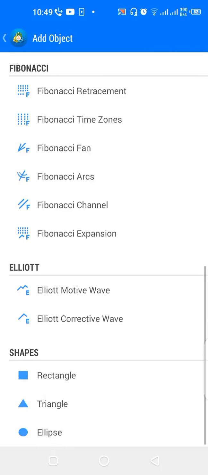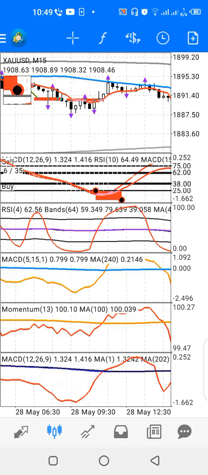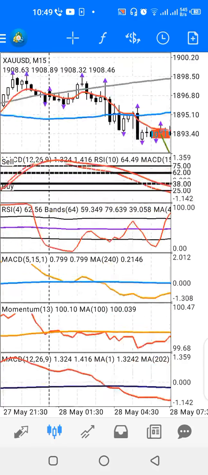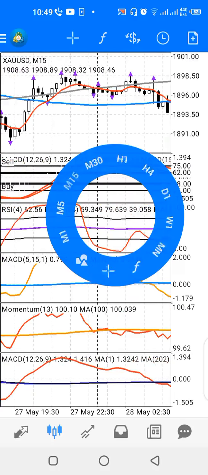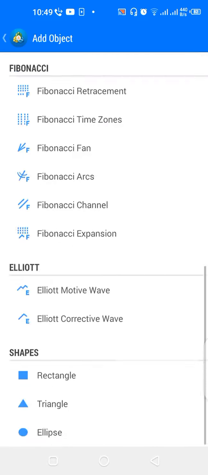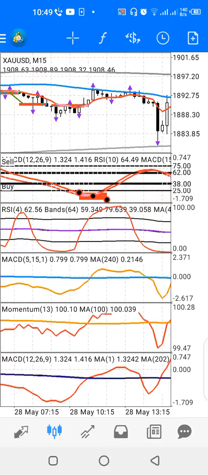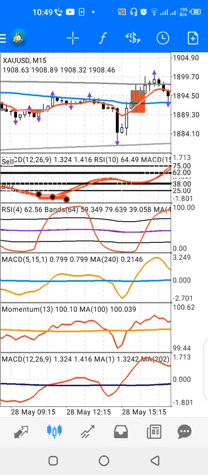Okay. When it's below the 25 level, you are at the support, look for buy opportunities. You can see what happened. And when it's above the 75 level, that means you are at the resistance, look for sell opportunities. So basically that's how to use indicator window 1.